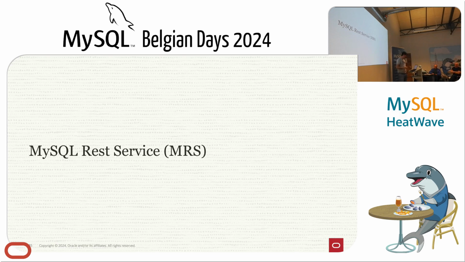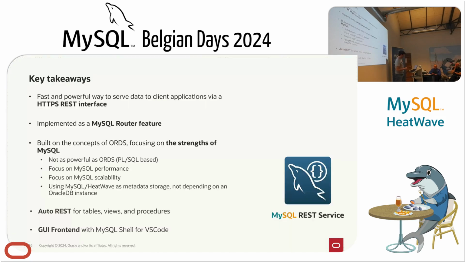Okay, so MySQL REST service. This is something new. It's still in preview release, and this was built on top of the router REST API and HTTP server. So it was implemented as a router feature. Pretty much a way to serve data from your database to clients through REST. So this was built, like I said, using the router feature, and it exposes a set of commands to do auto REST.